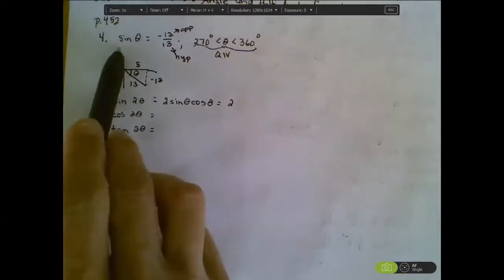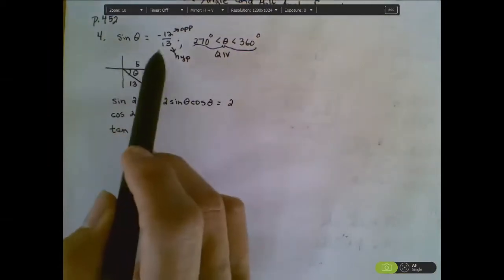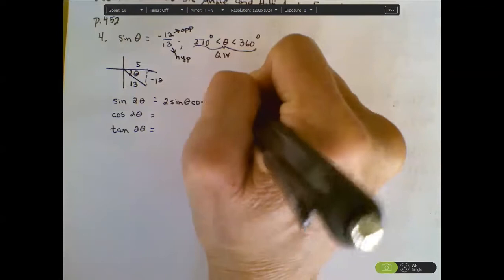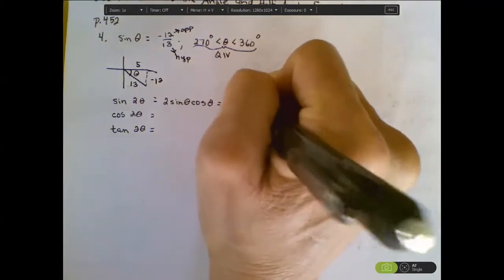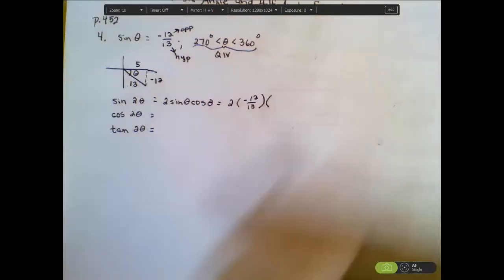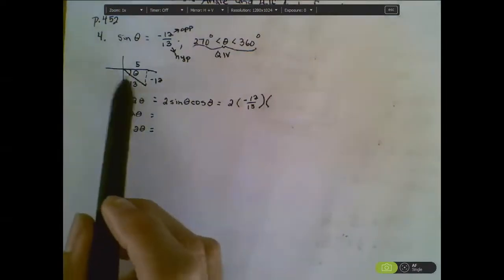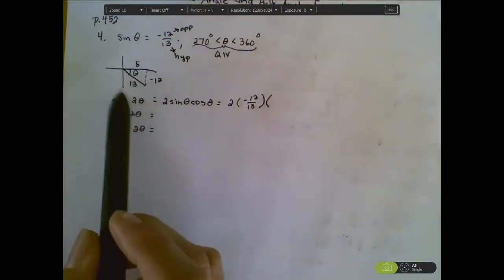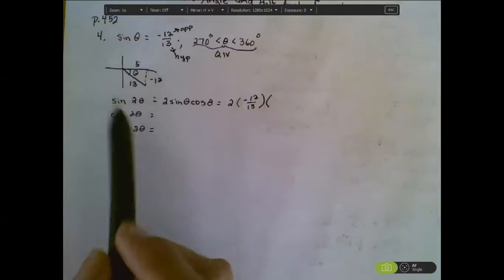Sine theta is, well, even without the picture, we knew what sine theta was, -12/13. And from my triangle, I can see that cosine of theta would be 5/13.